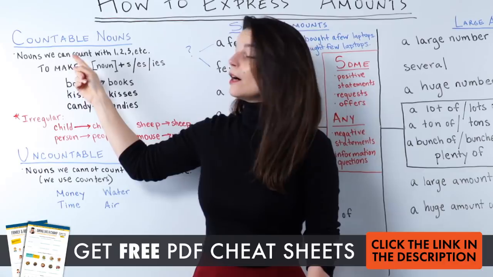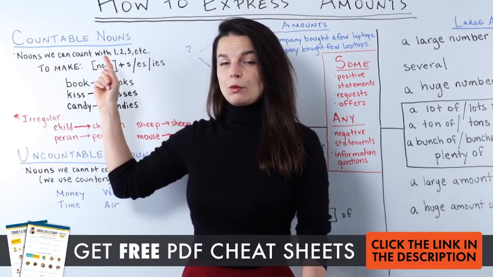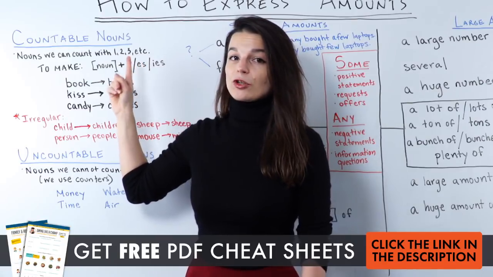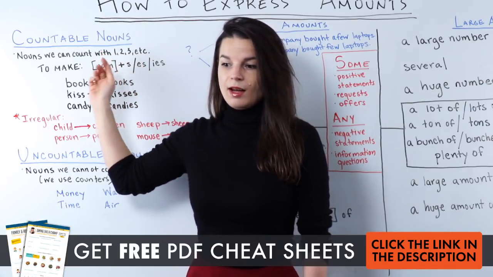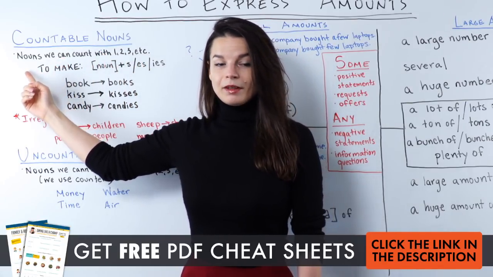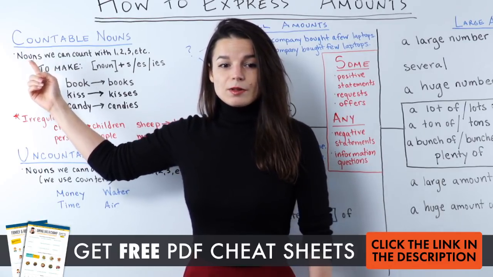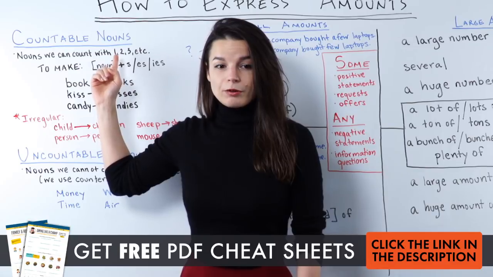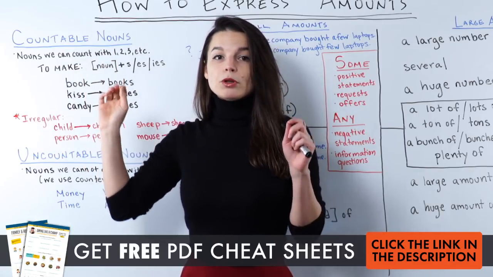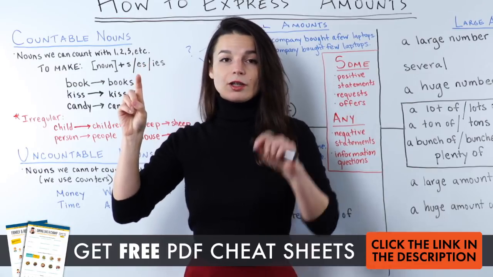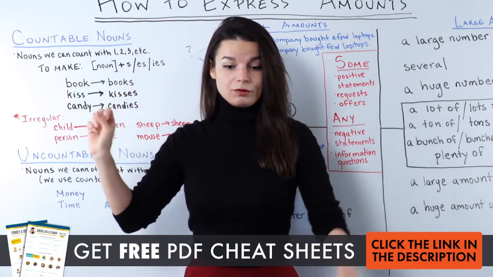So that means nouns we can count with 1, 2, 3, etc. This etc. means "and so on" and other things. So a noun, remember, a noun is a person, place, or a thing, yeah? So nouns we can count with 1, 2, and 3 when we make the plural form, meaning more than one. One is singular, more than one is the plural form.